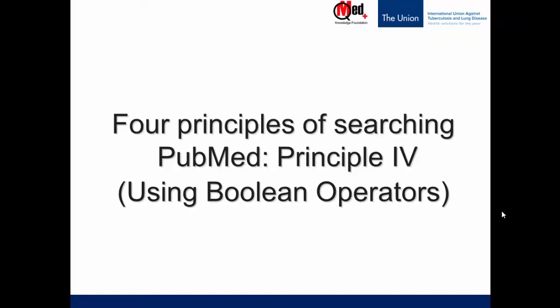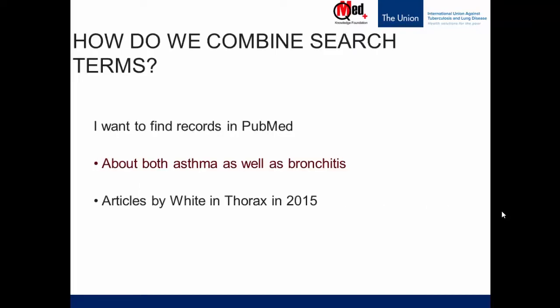Till now, in all the principles, we learned about the principles by using a single term. Now we are going to be using more than one search term together while searching. Very often we need to find results on something like this. We want information about asthma as well as bronchitis. Or we may want to look for articles by White in the journal Thorax in 2015. So you could see in the first case we tried to combine 2 terms, in the second we tried to combine 3 terms. How do we actually do this combination?